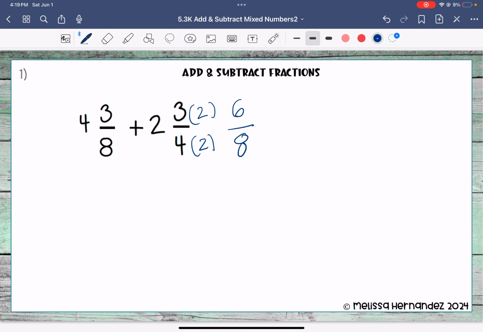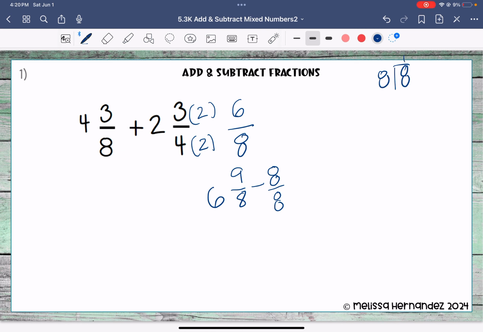Now I can add them. So I'm going to add 4 and 2, which will give me 6. I'll add the numerators, which is 3 plus 6, which is 9, and then I keep my denominator. If you remember, you cannot have a bigger numerator than denominator. We call that an improper fraction, and it does require simplifying. So you're going to take out one whole, which is 8 over 8. A lot of kids don't realize that 8 over 8 is just 1, but then I tell them, what's 8 divided by 8? And they go, oh, 1. Well, there you go. I took 1 out.